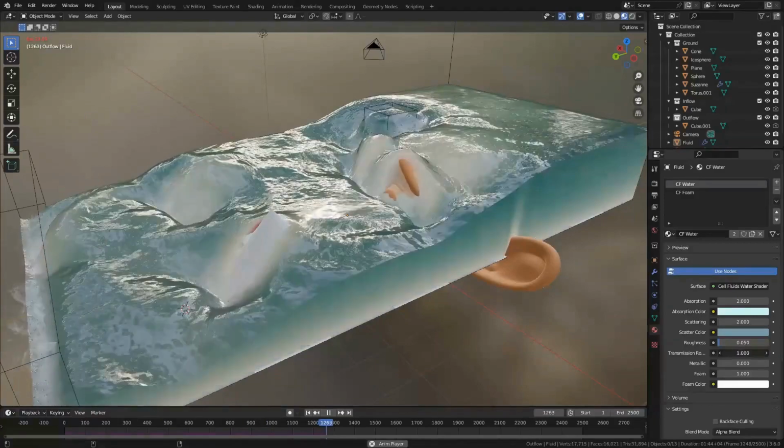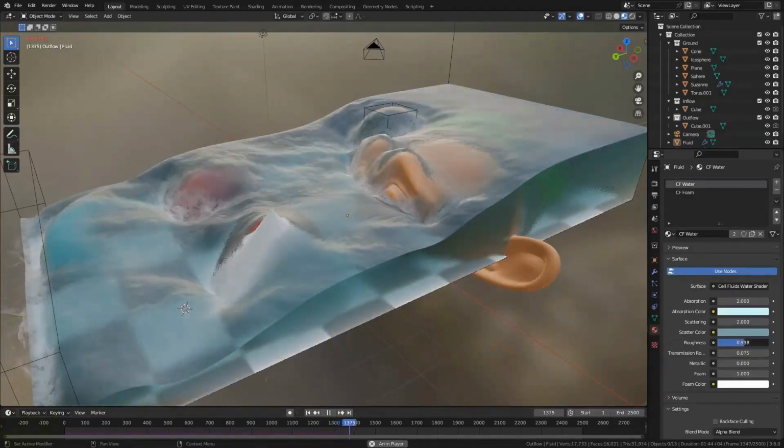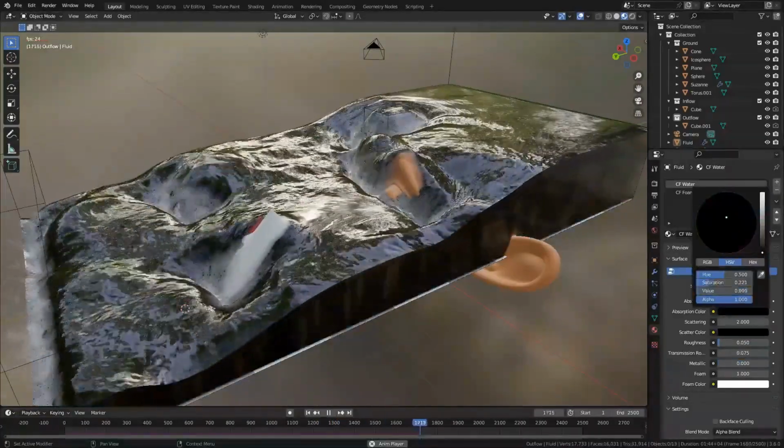But don't let these limitations discourage you. Cell Fluids is all about making fluid simulations accessible and creative. It's a game-changer for those who want to work efficiently and achieve stunning results.